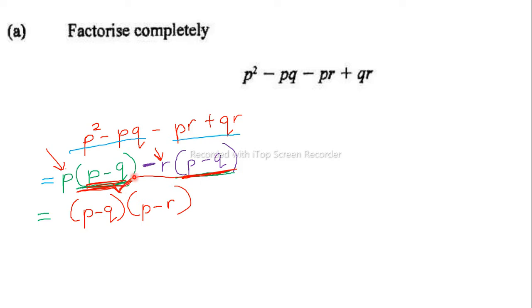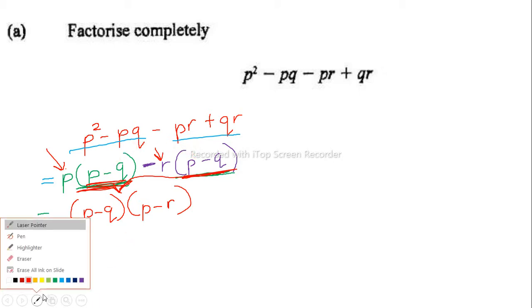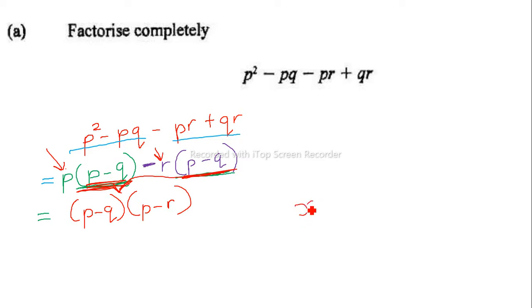Just remember to treat P minus Q as a common term. So for example, if we had xp minus xh, we could pull out the x. So we just have x open bracket. What's left? P minus what? H. Yeah, that's the exact thing we'll be doing.